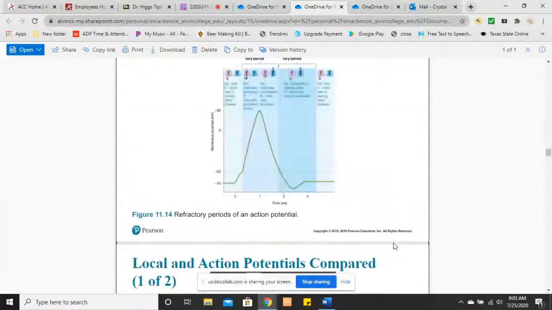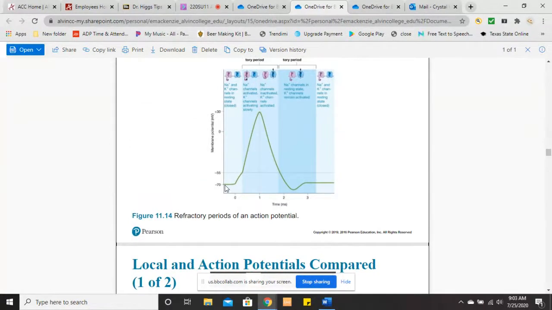Here it is here. And you start off at rest, where your sodium-potassium ATPase keeps you at negative 70 millivolts. Then you do a little local potential, changing the potential across the membrane to about negative 55 millivolts. Remember, that's called hitting threshold. That will open up voltage-gated sodium channels, and sodium will rush into the cell, causing you to become positive. That's depolarization. At that point, you've made your action potential.